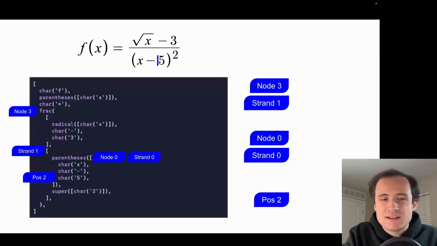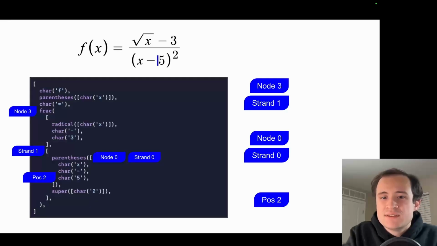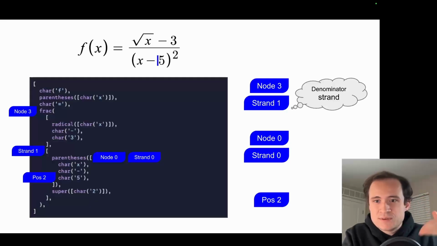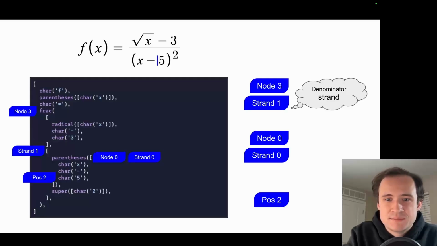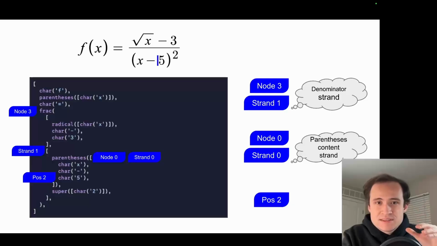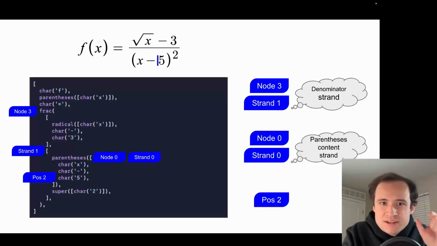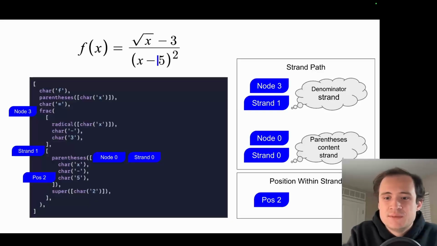And so if you lay it all out, these different indices naturally group together. The first group, node 3, strand 1, tells us we're in the denominator of the fraction. The second group tells us that we're in the parentheses, inside the content of the parentheses. And then once we narrow down which strand we're in, we have a position within that strand. And so we can always represent a path like this with a node and strand, until you narrow in which strand you're in, and then the position.